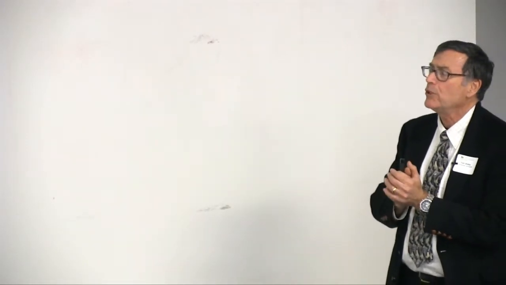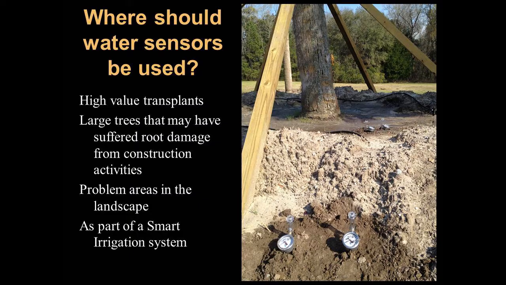Okay, so where do we use them? Again, a tree, at least $10,000 to move this tree. It's down south. This is the configuration that we like to see. 2 or 3, in this case we're using tensiometers, 2 in the ball at different depths. You can get different depths, so usually we go 6 and 18 or 24 inches, so you can see how the water is moving through that soil.